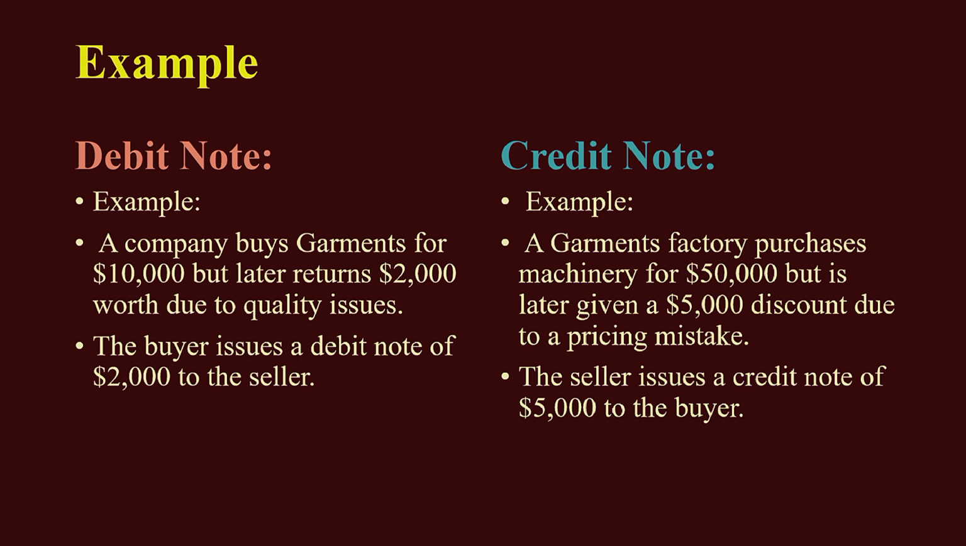When we talk about the credit note, for example, a garments factory purchases machinery for $50,000 but it is later given a $5,000 discount due to a pricing mistake. In that case, the seller issues a credit note of $5,000 to buyer.